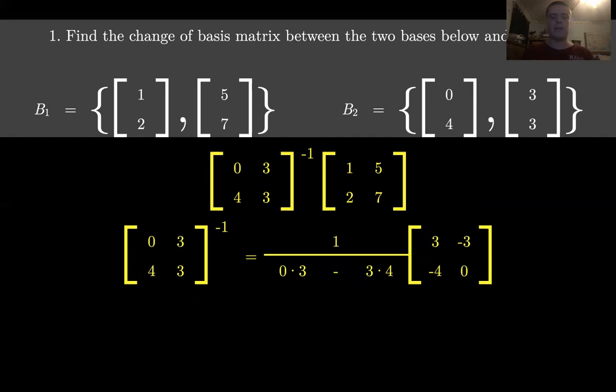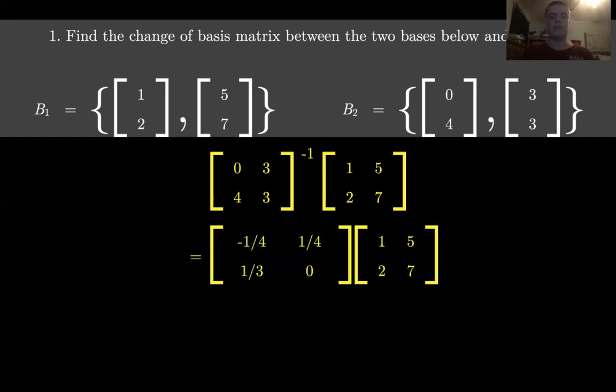When we do all of that, we get an inverse of negative 1/4, 1/4, 1/3, 0, and we multiply that by 1, 5, 2, 7. Pretty sure you know how matrix multiplication works by now, hopefully. And when you do the matrix multiplication, you get your change of basis matrix, which is 1/4, 1/2, 1/3, 5/3. And that's problem 1.